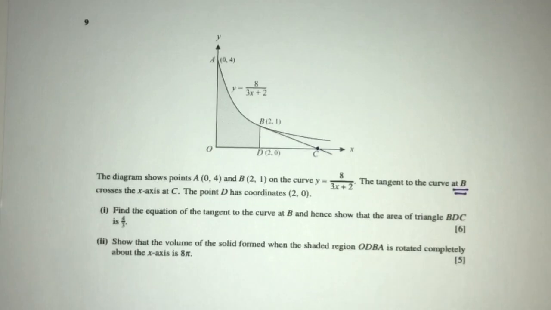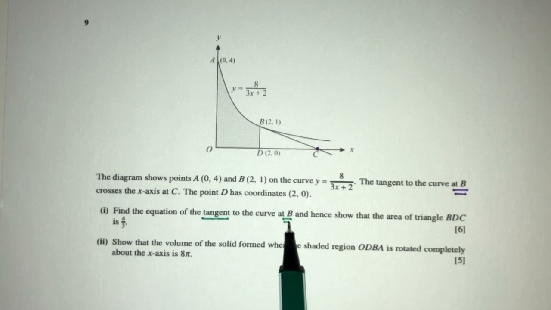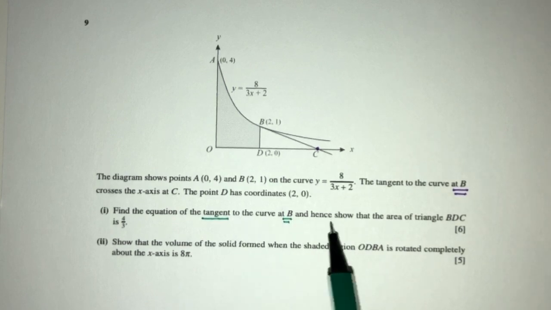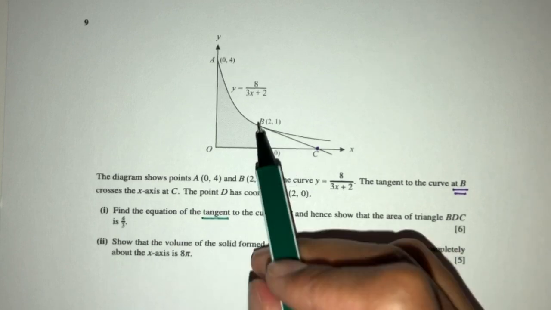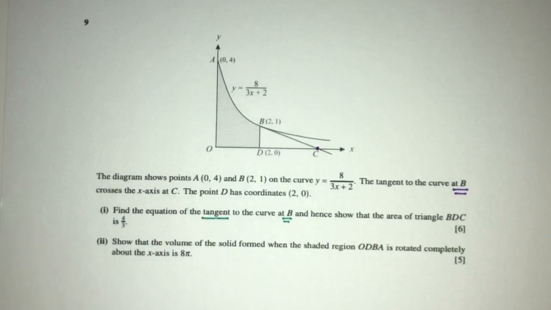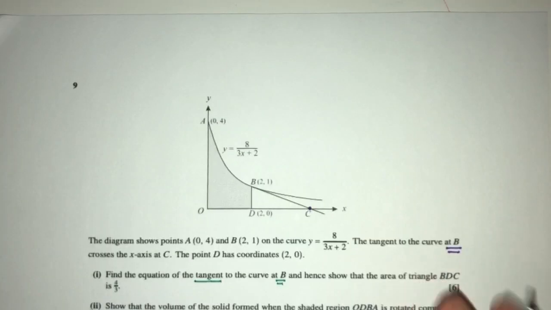Now part 1, we have to find the equation of the tangent to the curve at B, and hence using that, show that the area of the triangle BDC is this. So pretty easy. Let's first find one by one. So first thing first, we have to find the equation of the tangent at B.